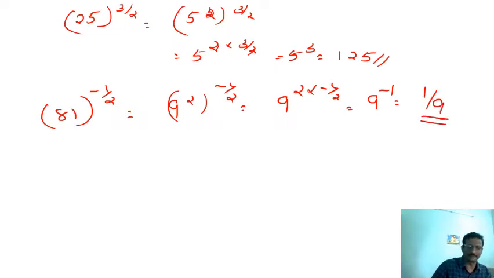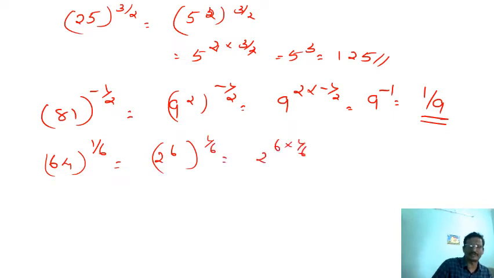Now, 64 raised to 1 by 6. 64 is actually 2 raised to 6, the whole raised to 1 by 6. So 2 raised to 6 into 1 by 6. So what is the answer? 2 raised to 1. 2 raised to 1 is what? 2.